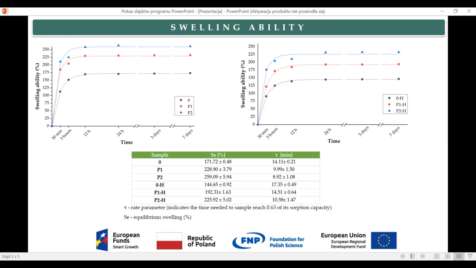and the tested materials were also demonstrated to have different swelling capacity, between 130% to 250%, depending on the composition of the materials.